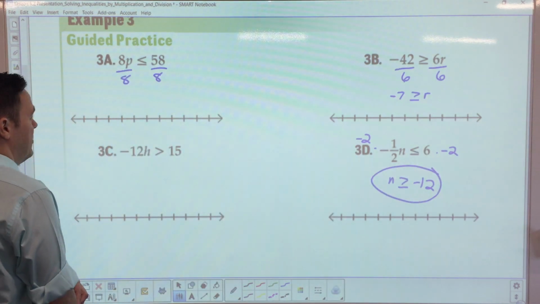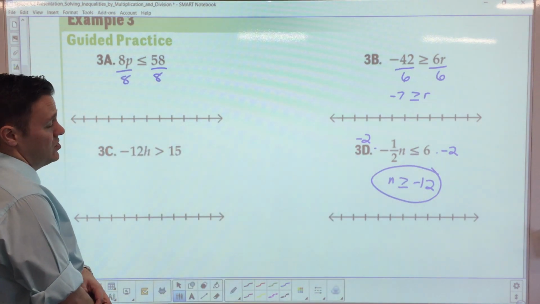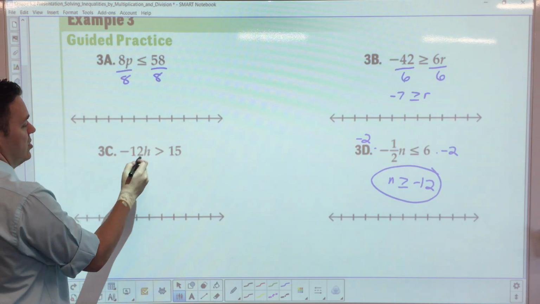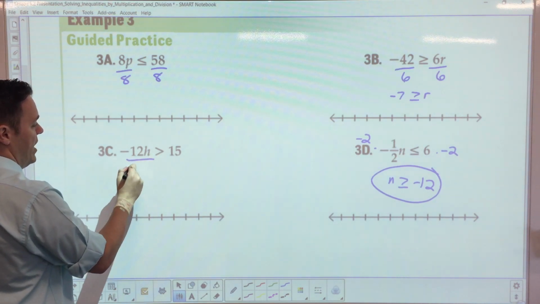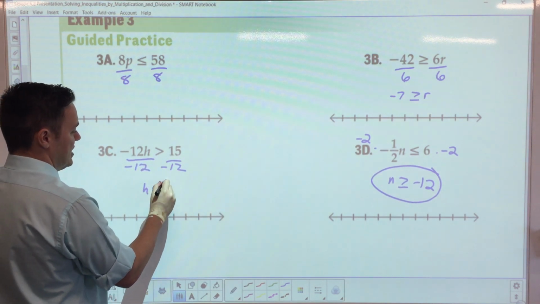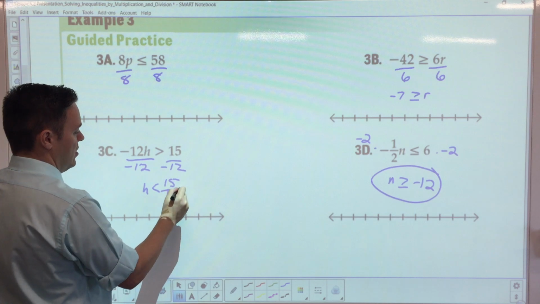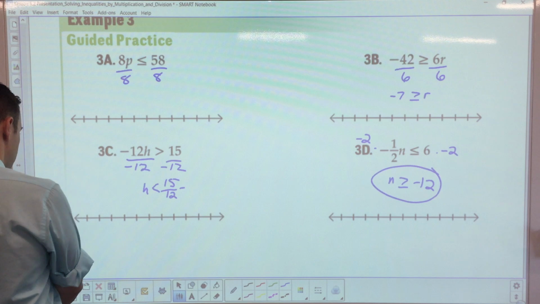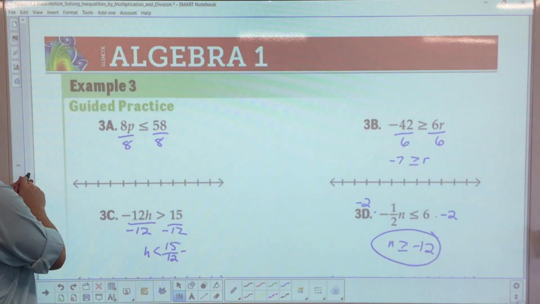All right, I can't remember if 58 divided by 8 is the actual number. I don't know if it is. And then this one here, you would divide both sides by negative 12. You divide by negative 12, you get h. Flip the sign, 15 over 12, that's negative. All right, so make sure you plot these out appropriately, and you go from there.